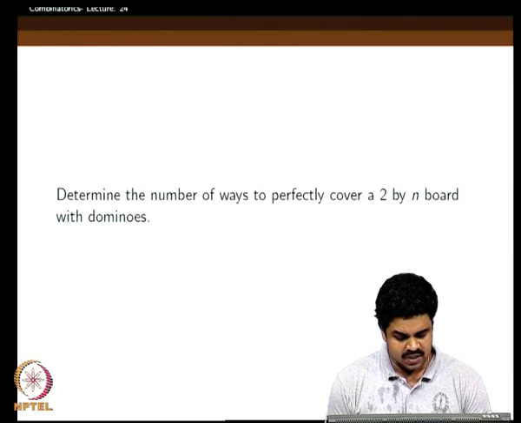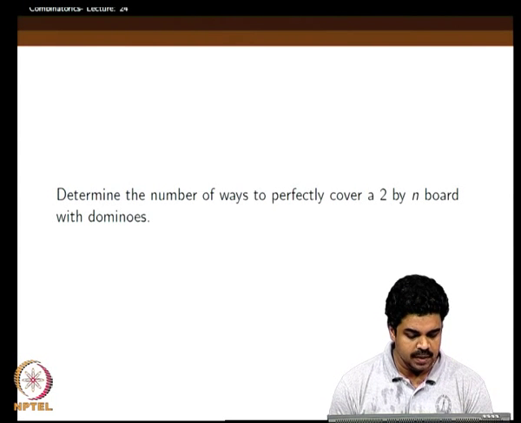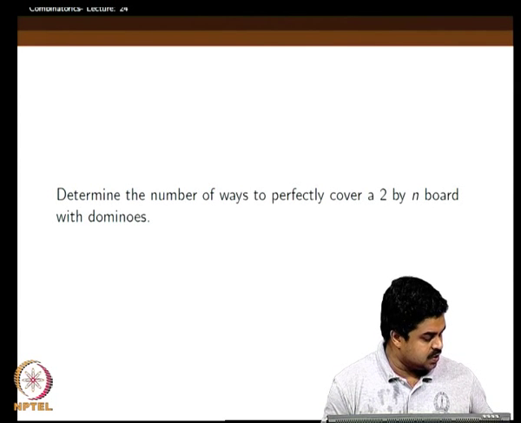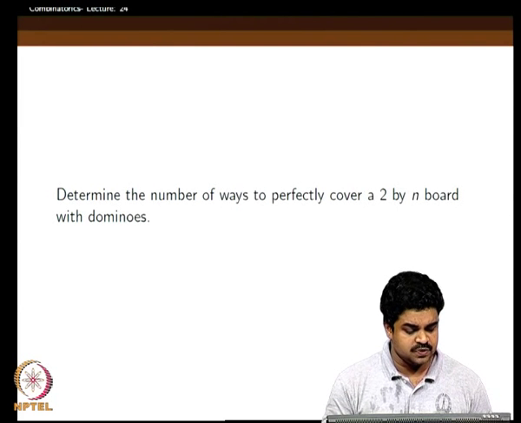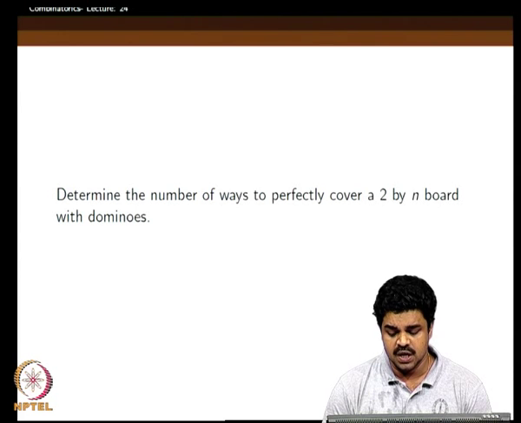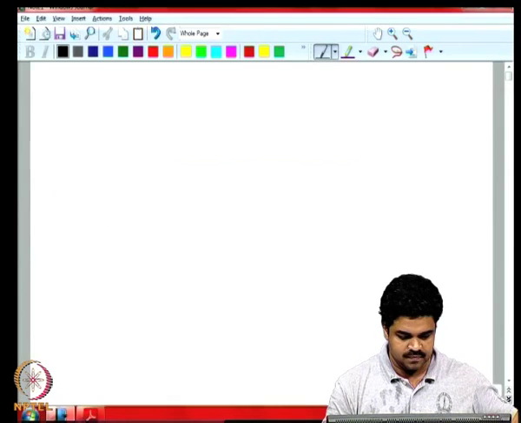Today we will look at a couple of examples where Fibonacci numbers happen to be the solution. So, here is one question: determine the number of ways to perfectly cover a 2 by n board with dominoes. So, what does this mean?